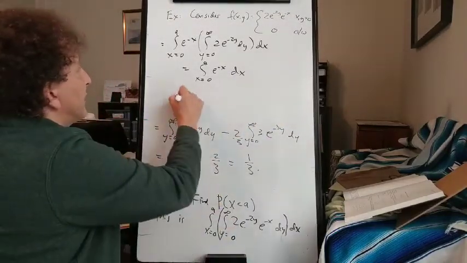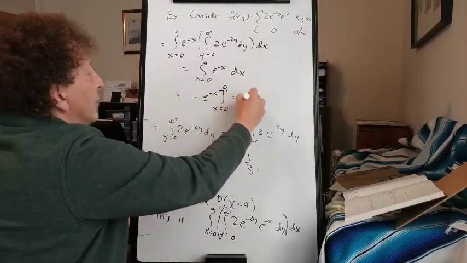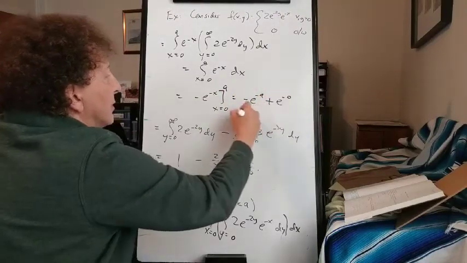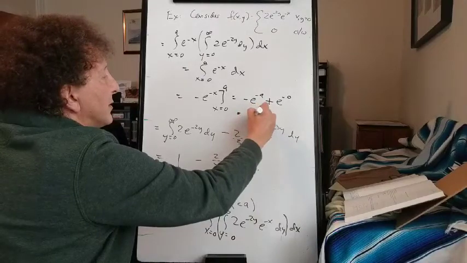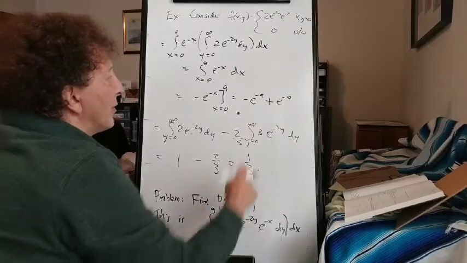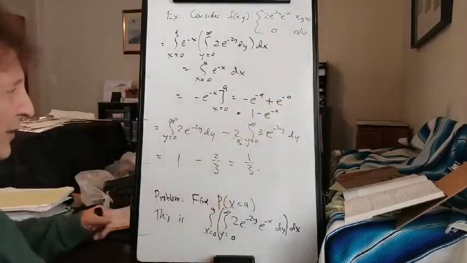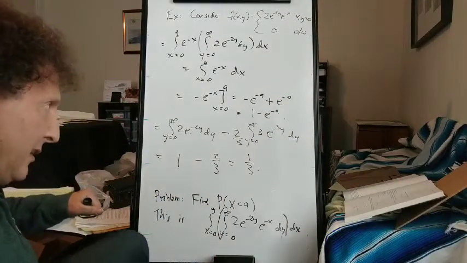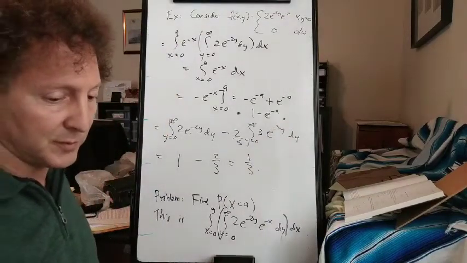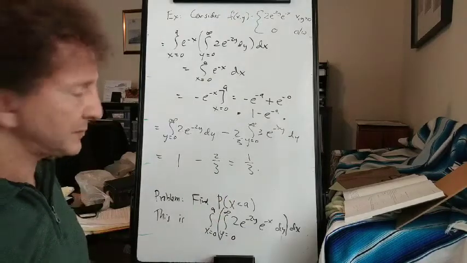Alright, and this is negative e to the negative x evaluated from 0 to a, which is negative e to the negative a minus negative e to the negative 0. Let me write 1 first. E to the negative 0 is 1. 1 minus e to the negative a. I guess we could write that as 1 minus 1 over e to the a. I don't know which is nicer. So that's a good enough expression for this. It's the probability x is less than a.